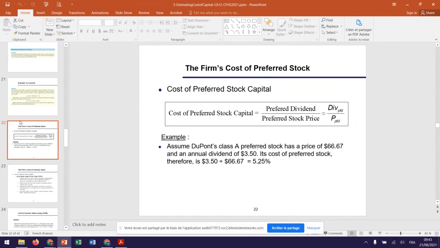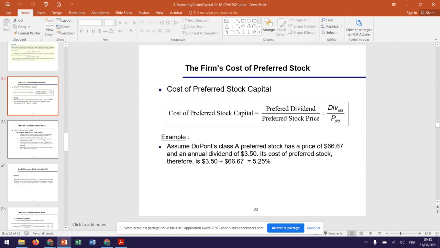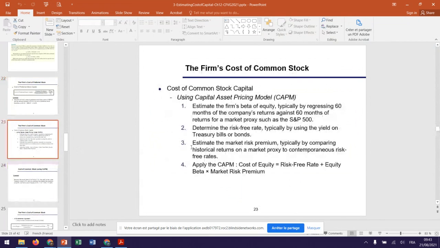Assume that the class A preferred stock has a price of 66.67, annual dividend is 3.5. It's constant by definition of the preferred stock. Therefore, for the cost of preferred stock, you can simply apply the perpetuity formula, and you're going to get 5.25%. The last one that we discussed yesterday is how to estimate the company's cost of common stock, or cost of the common shares.